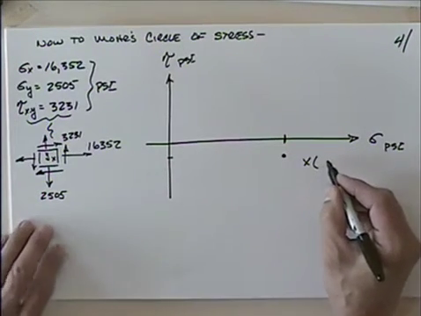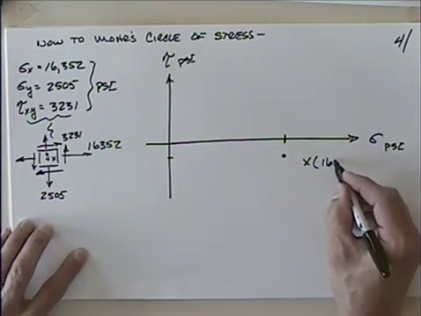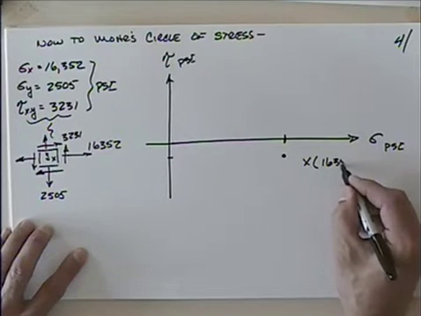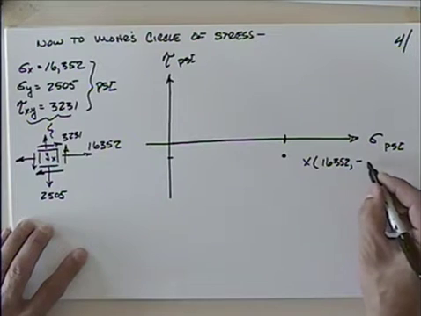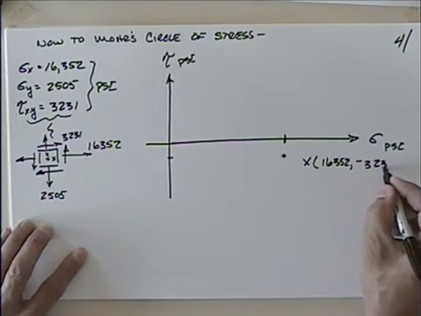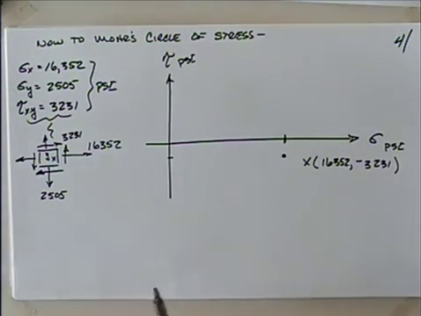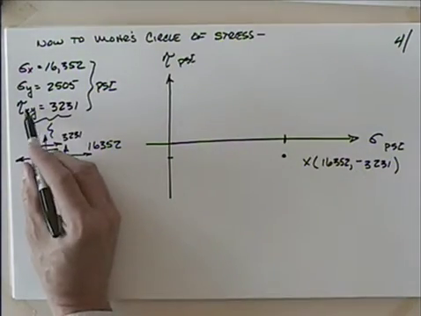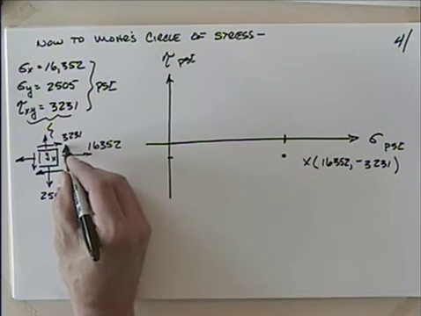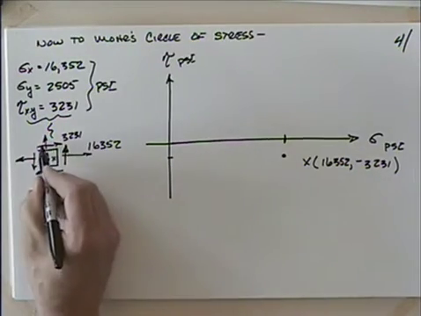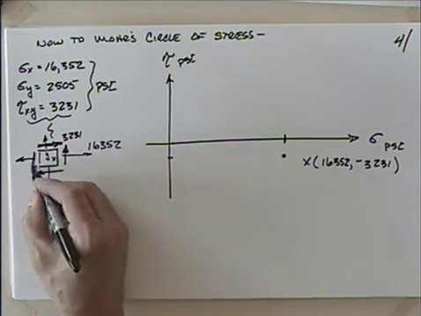That represents the point 16,352 and minus 3231. And the way I got minus 3231 is this is the shear stress on the x face. There's the x face in the y direction, so I drew that arrow like that. That dictated where all my other arrows went.